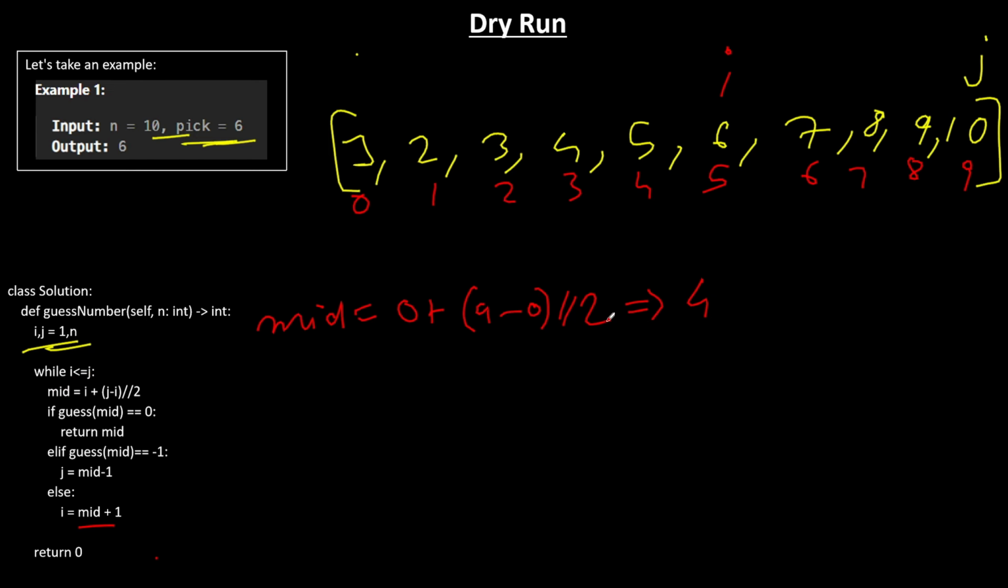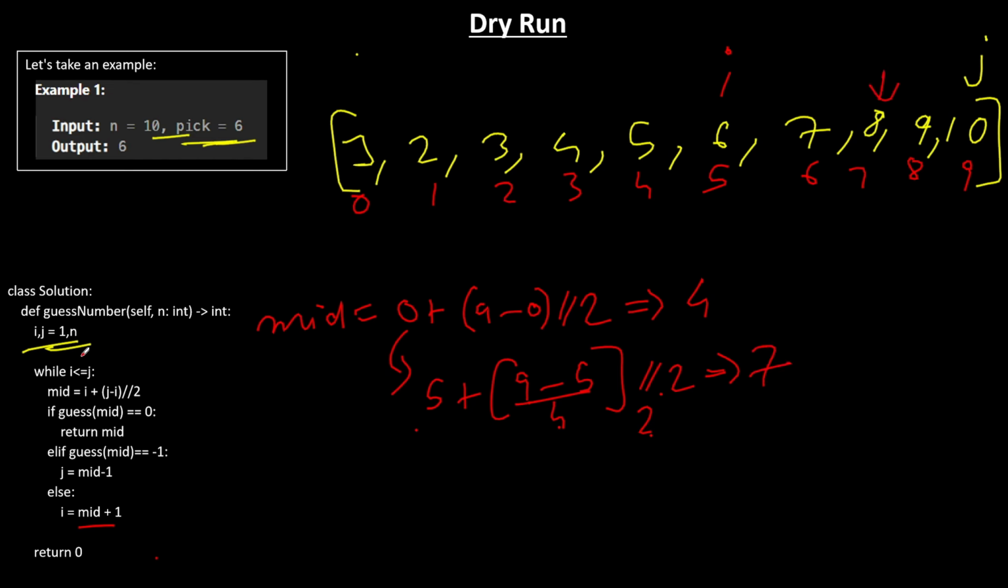Again a new mid value will be calculated. It will be I is 5, plus (9 minus 5), divided by 2, right? So what will be the output? The calculation would be: this will give me 4, right? Now 4 divided by 2 gives me 2. 2 plus 5 gives me 7, right?